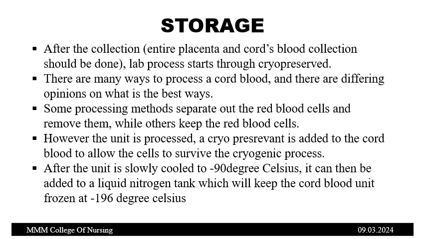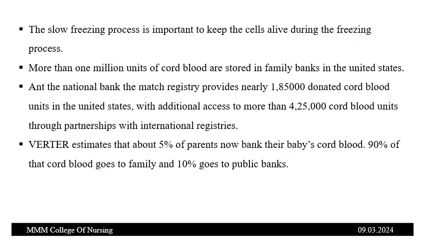a cryopreservant is added to the cord blood to allow the cells to survive the cryogenic process. After the unit is slowly cooled down to minus 90 degrees Celsius, it can then be added to a liquid nitrogen tank, which will keep the cord blood unit frozen at minus 196 degrees Celsius. The slow freezing process is important to keep the cells alive during freezing.